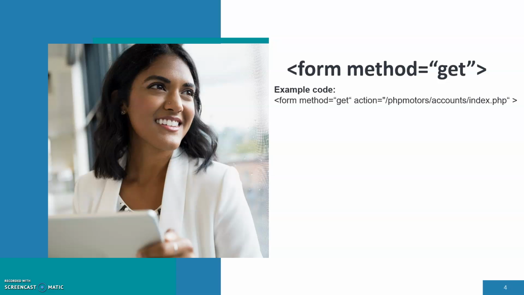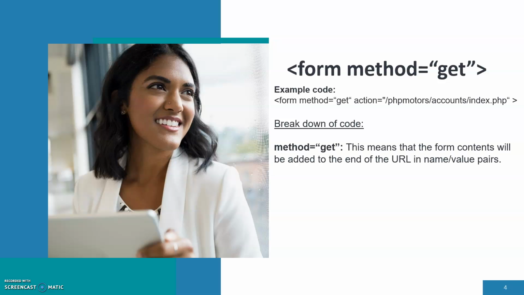The get method would be written as form method equals get, action equals URL or path. Let's break down the parts of this code. Method equals get means that the form contents will be added to the end of the URL in name value pairs once submitted.